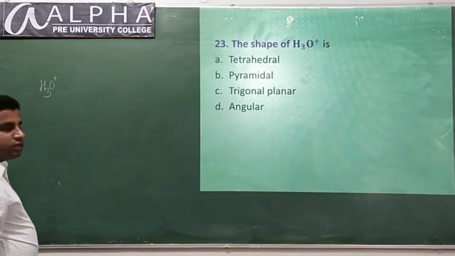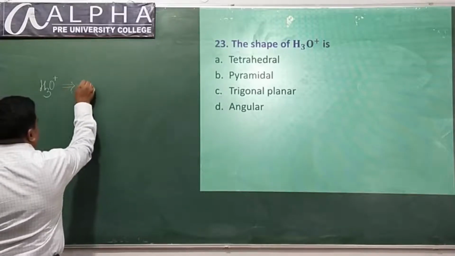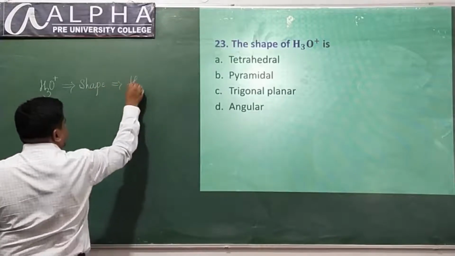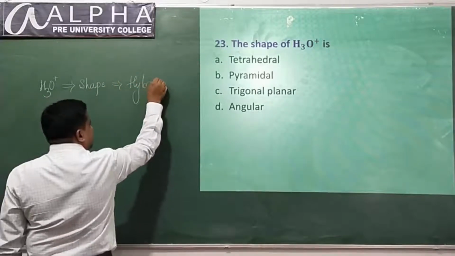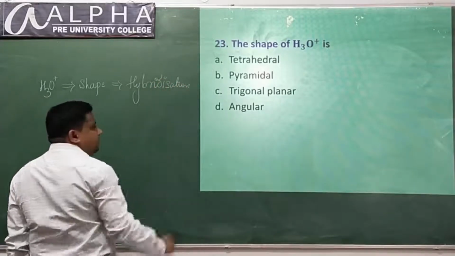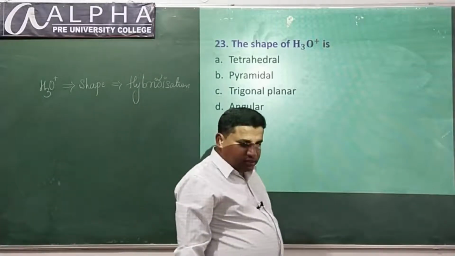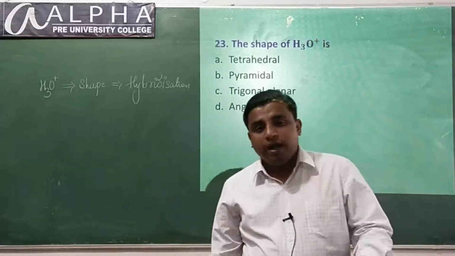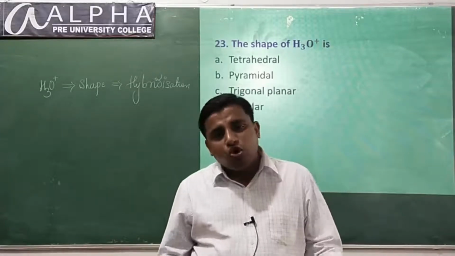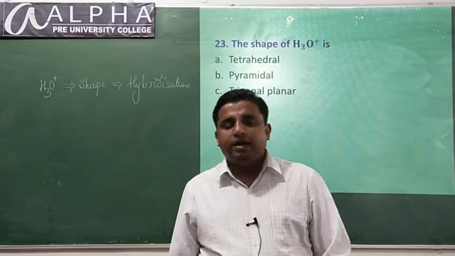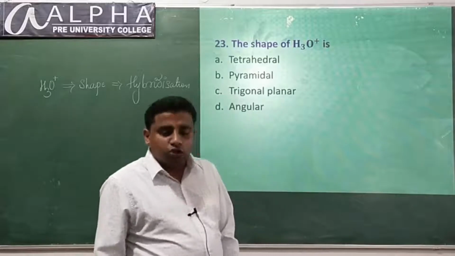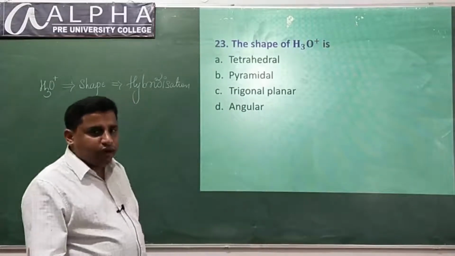So students, if you want to know the shape, you should know the hybridization. If you don't know the hybridization, then calculate the hybridization, students. If you know the hybridization, that's well and fine. You can clearly tell the shape. If you don't know the hybridization, calculate it and then predict its shape. So shall we calculate the hybridization of the hydronium ion?